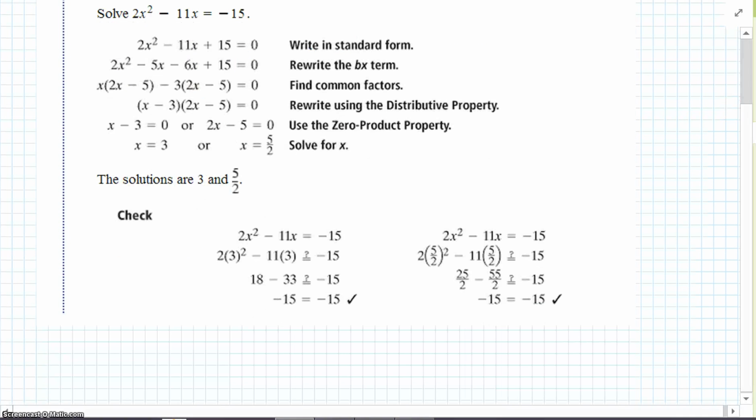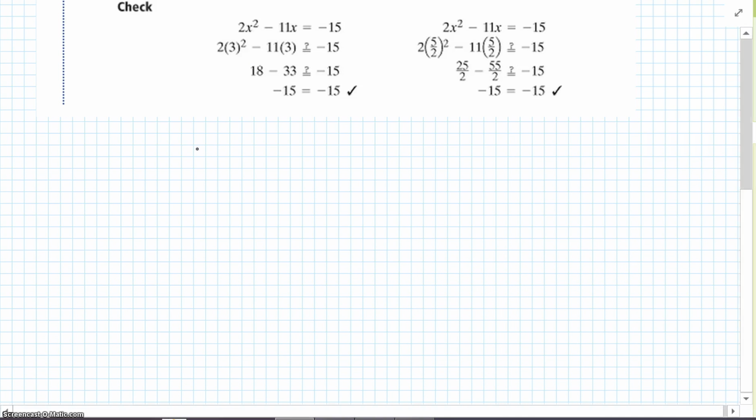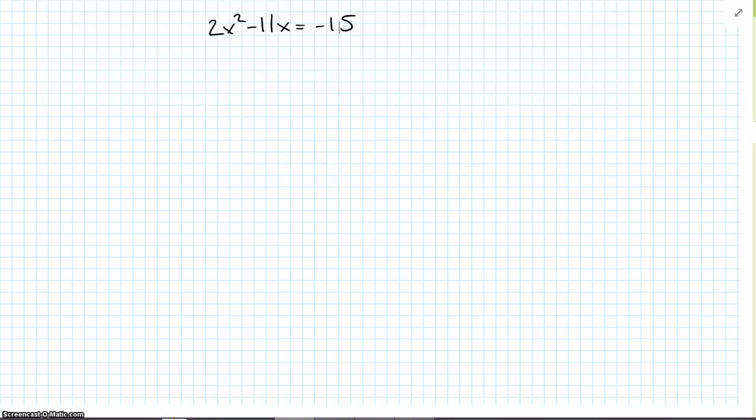So let's just go through a problem in your notes. And if you don't have your notes, go ahead and download those from Moodle. So I've got 2x squared minus 11x equals negative 15. We're going to make some easy steps on this, so write your notes and take your time.